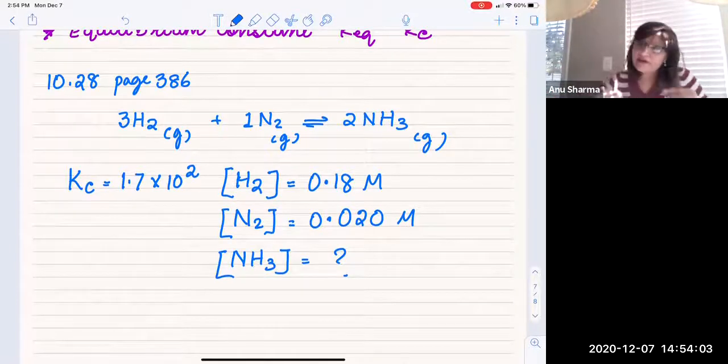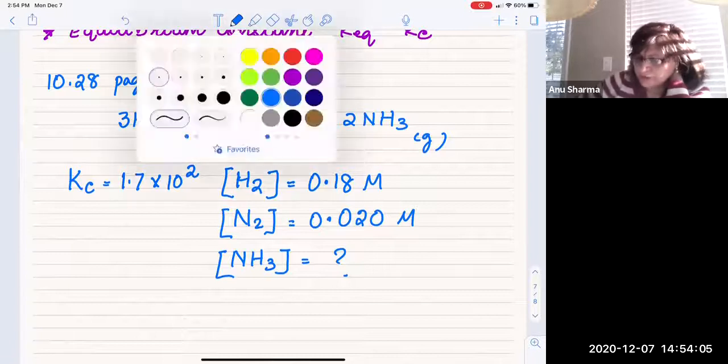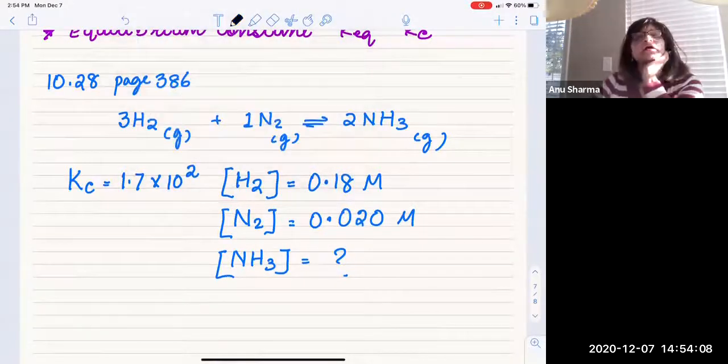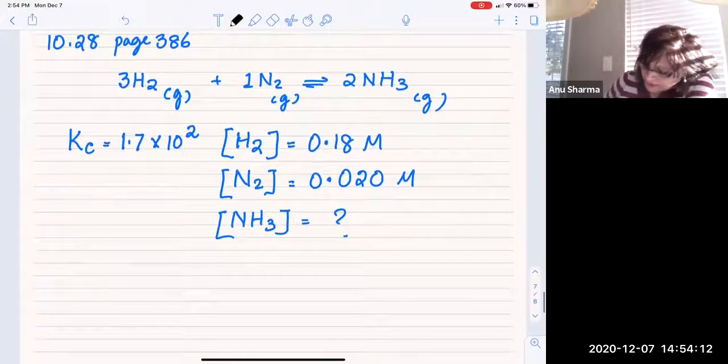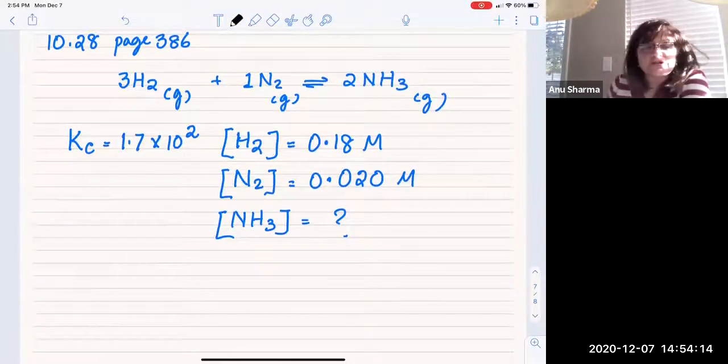Okay, here we are doing this. So important, guys, you're going to be graded on showing all the work. That is important, okay? So here we are doing this. In this case, we need to find the concentration of ammonia.